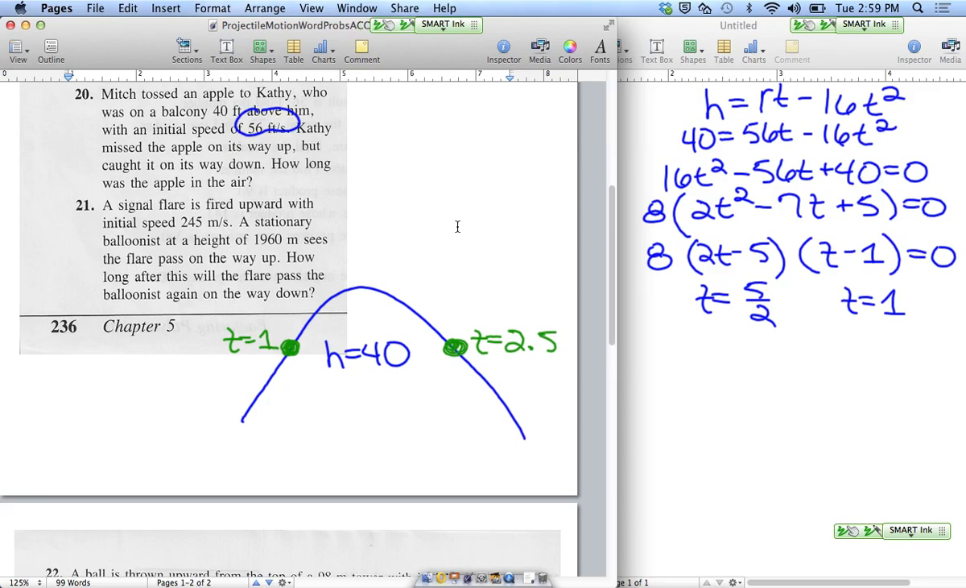Well, when you think about what's happened, the apple leaves the ground, and on the way up, the friend misses the apple, so the apple continues on its trajectory, and then she catches it on the way back down. So the apple's been in the air for 1 second the first time she sees it, and then she catches it at the 2.5 second mark. So that means the apple is in the air for a total of 3.5 seconds before she catches it. So I think that the visual representation going along with the algebra helps you to understand exactly what it is you're solving for.